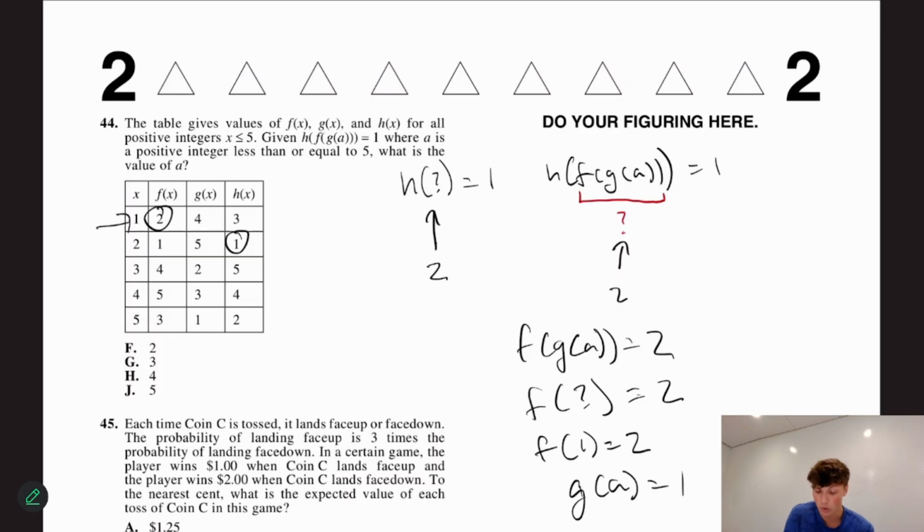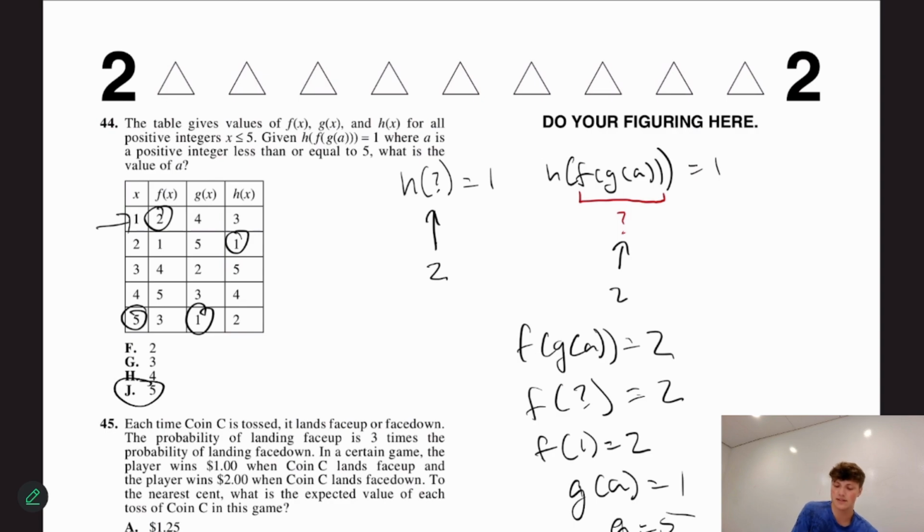When does g of a equal 1? Well, for what value of a does g of x equal 1? Or what value of x does g of x equal 1? Well, here, that's g of x equals 1. What was the value of x? 5. So a is going to be 5.